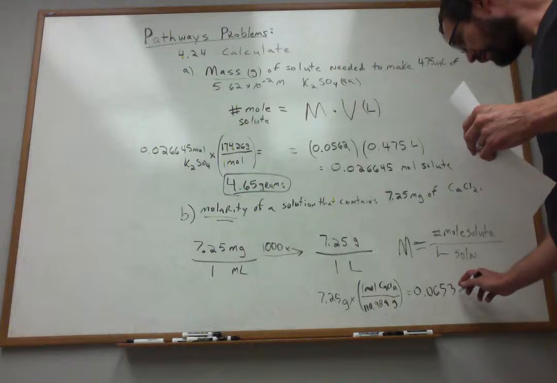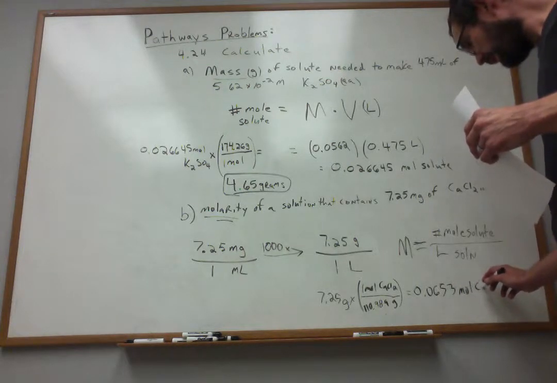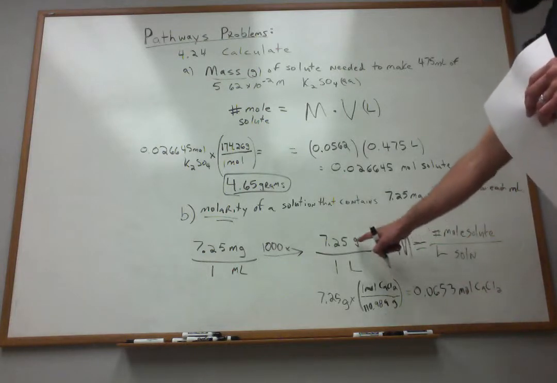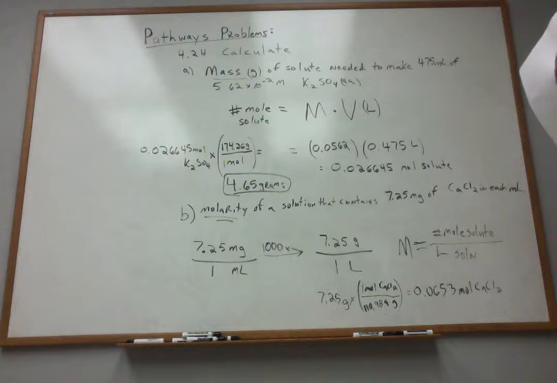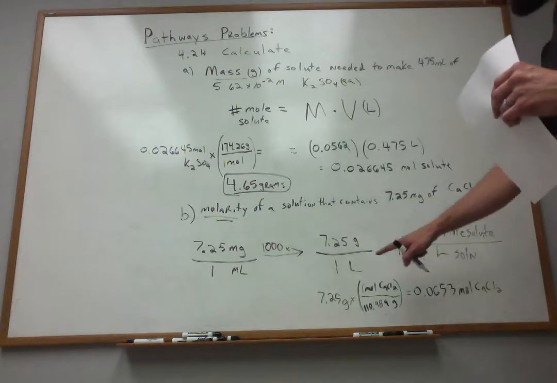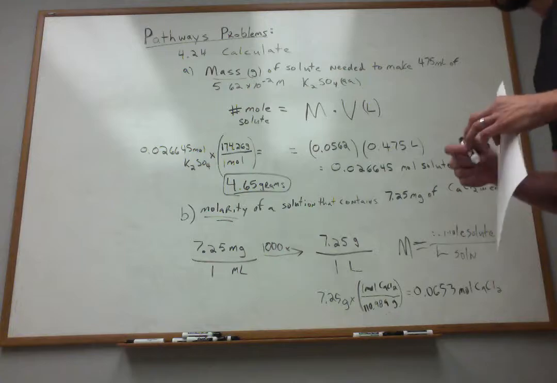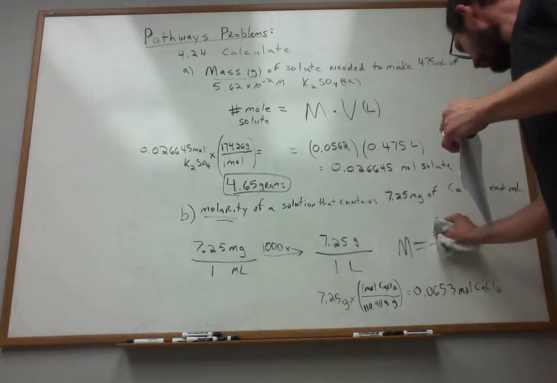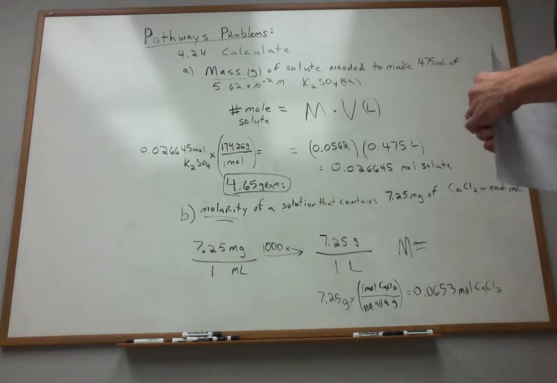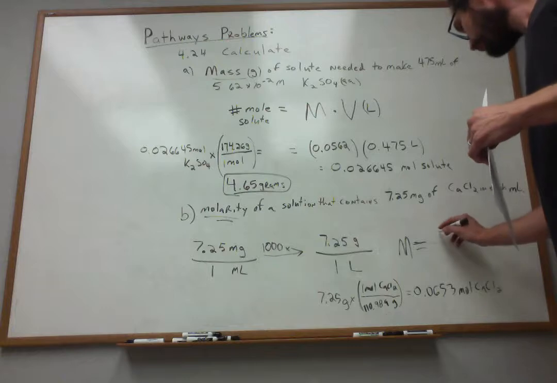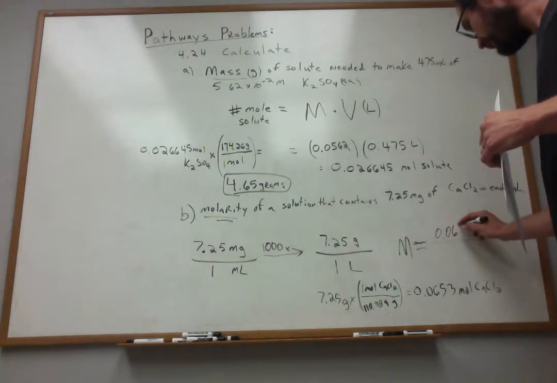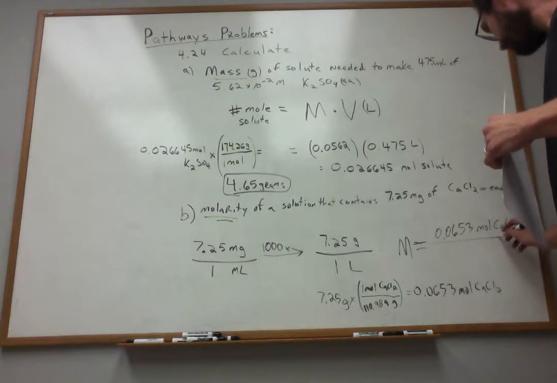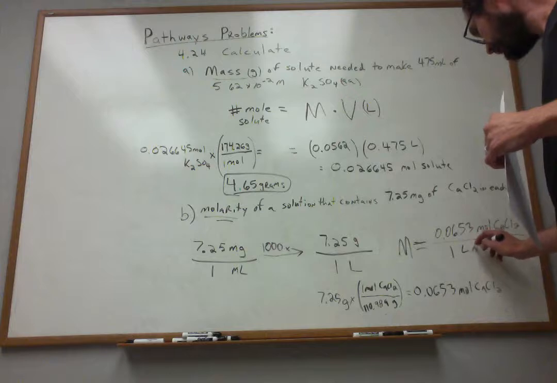0.0653 moles of solute, here that's calcium chloride, that is contained in the 7.25 grams of calcium chloride. So if I go back to my equation, I can now write 0.0653 mole calcium chloride present in 1 liter.